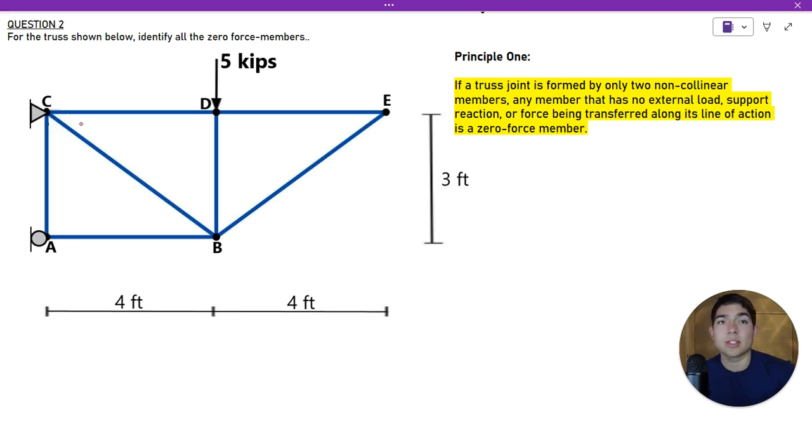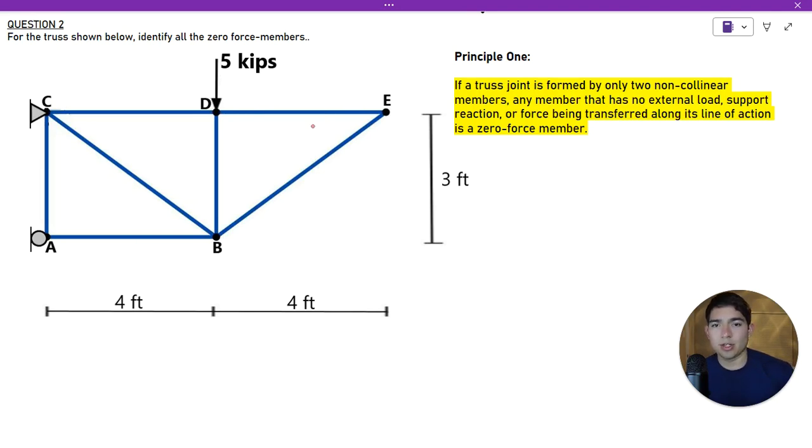So let's go ahead and take a closer look at our truss. In this case, we can identify that joint E is going to be one of the cases we're interested in. It has 2 noncollinear members, as you can see here. This is a different configuration than we saw earlier, but it doesn't matter. It's still 2 noncollinear members, even if this one is diagonal and this one is horizontal.